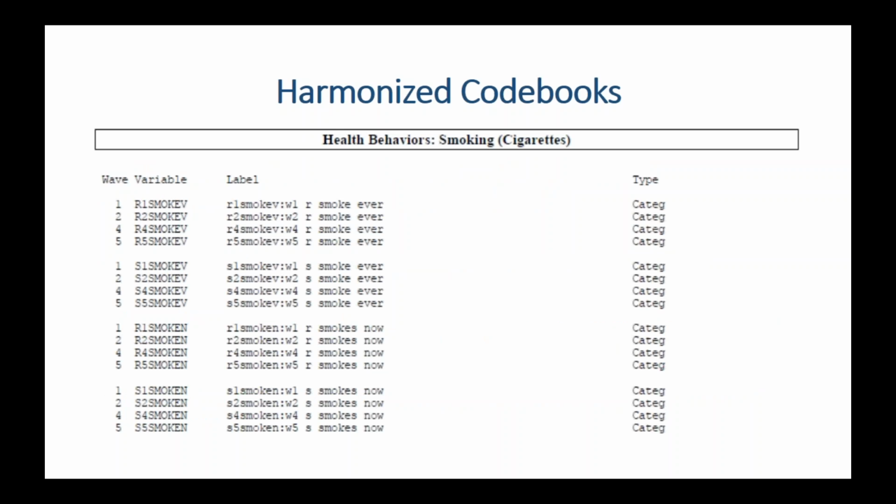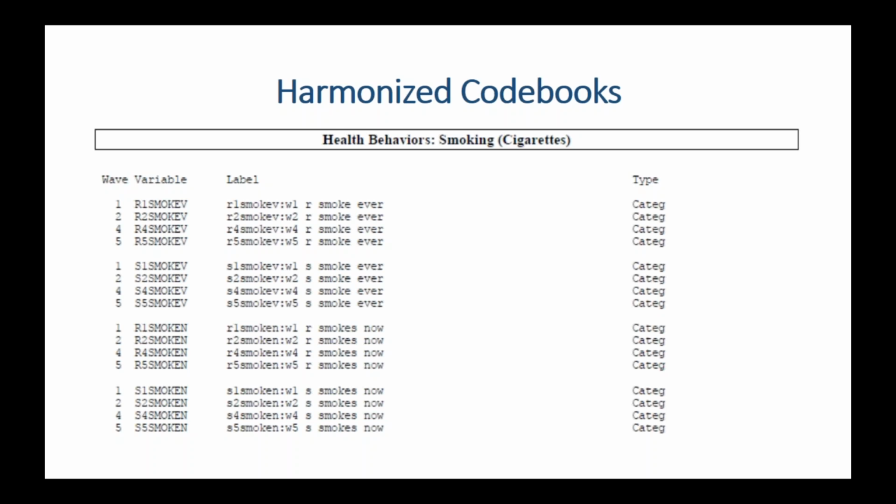Here's an example of the smoking behavior that we saw. This is from the Harmonized SHARE dataset. This is the codebook that accompanies that. You can see that we have a variable for smoking ever and for smoking now. We've got it for waves 1, 2, 4, and 5 of SHARE. We're adding the 6th wave now to the harmonized SHARE. That should be available by the end of this month, I think, is our goal.